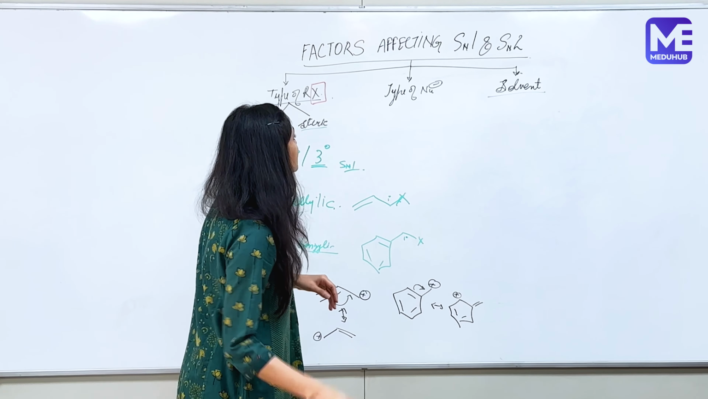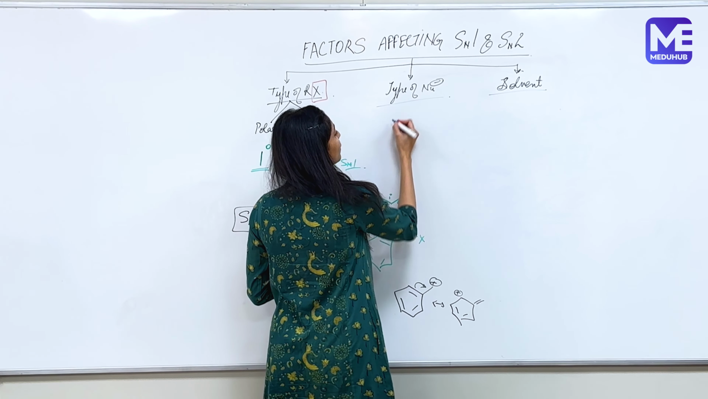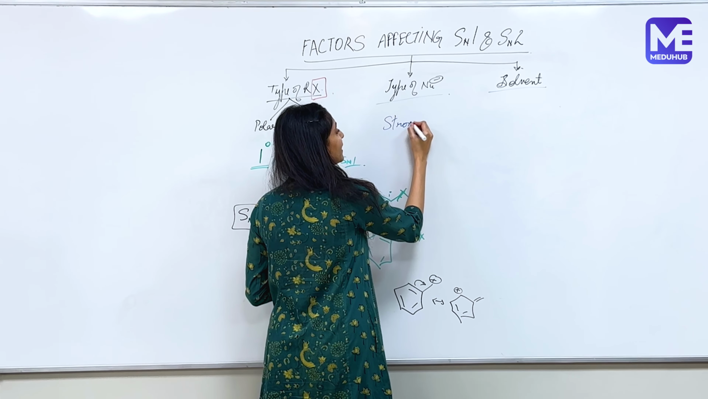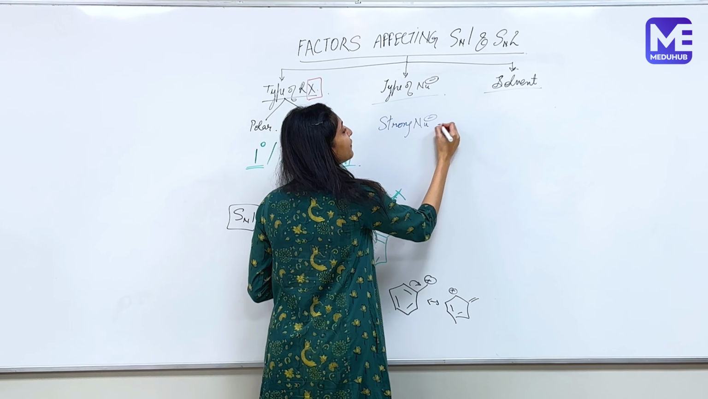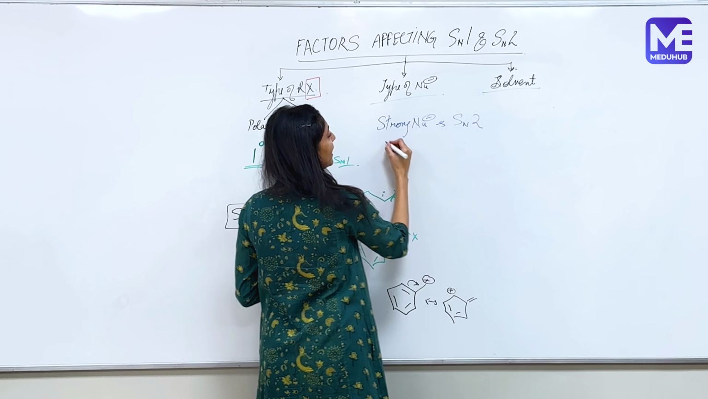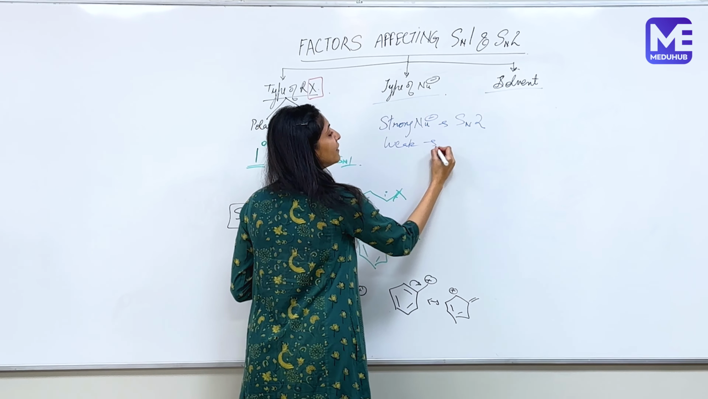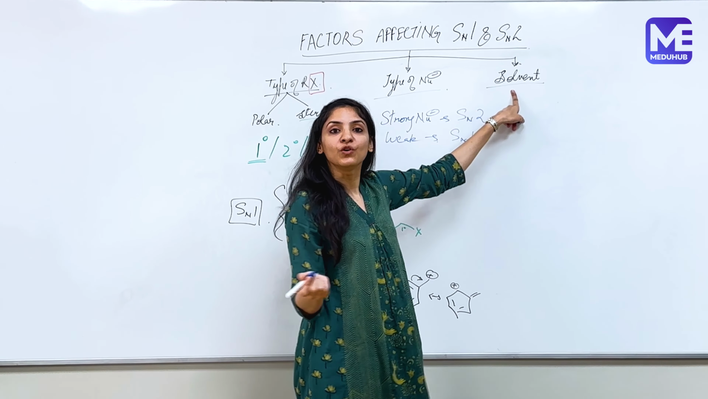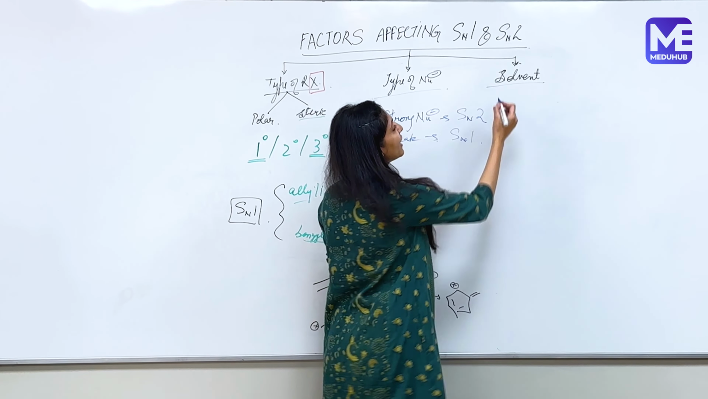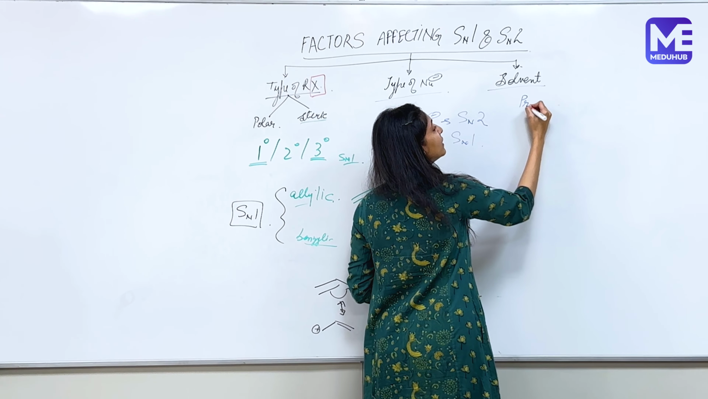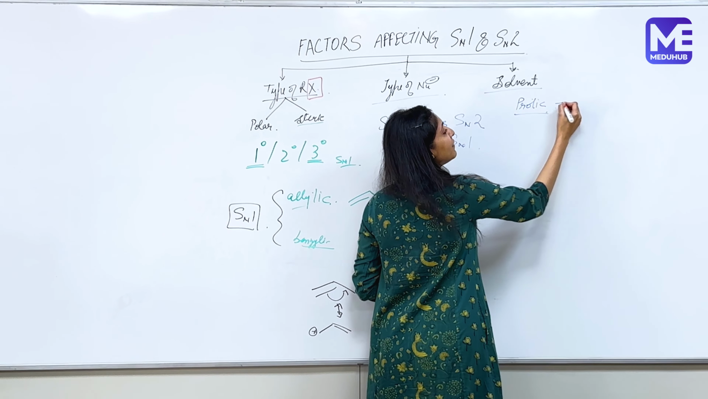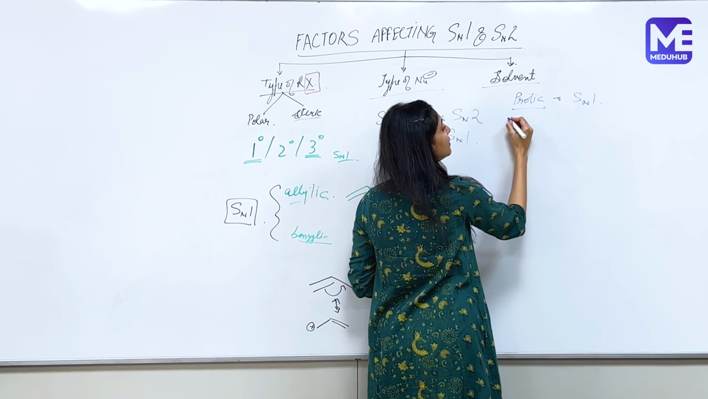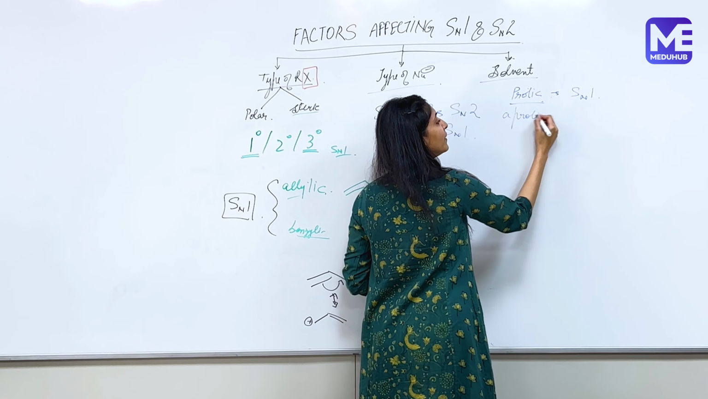Next we discussed the type of nucleophile. So we saw that if it is a strong nucleophile, it will favor an Sn2 reaction, and a weak nucleophile favors an Sn1 reaction. And the type of solvent also affects the mechanism of the reaction. If we have a polar protic solvent, it favors an Sn1 reaction, and a polar aprotic solvent favors an Sn2 reaction.